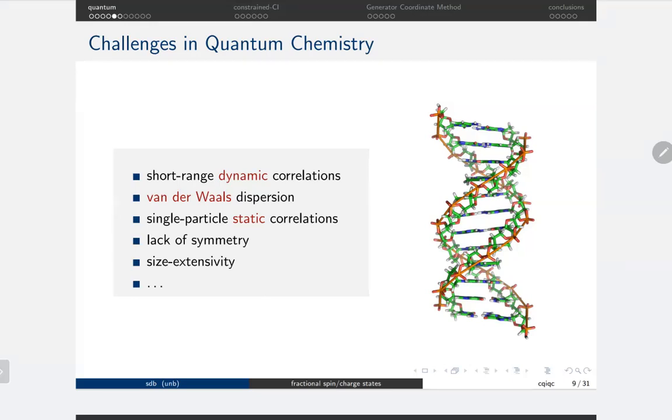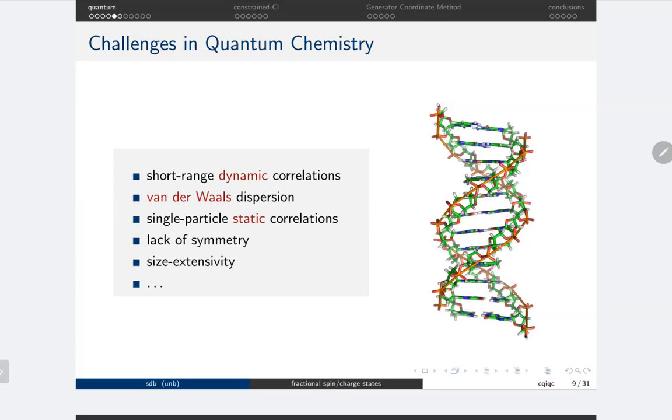So we have the short range dynamic correlations, the electron dance among themselves. We have the van der Waals dispersion interaction, which is a couple of orders of magnitude smaller, but still extends to long range. We have single particle static correlations, as we call them, which are induced by degeneracies in a single particle picture. And there are all sorts of ways you can distribute magnetic spins over a molecular magnet, etc.